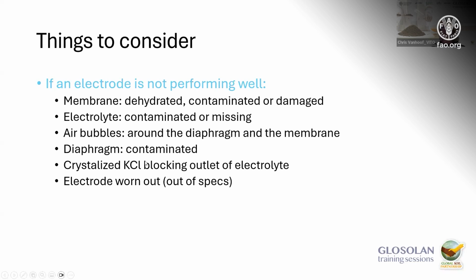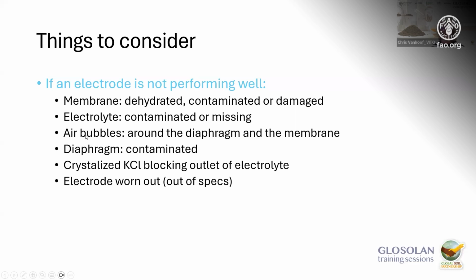Maybe some practical things that you have to consider when doing a measurement, and when you see errors, where are they coming from? An electrode is not performing well, with these proposals that we can already define. If your membrane, the glass membrane, is dehydrated, contaminated or damaged, you cannot perform a proper pH measurement. If your electrolyte is contaminated or missing, or there is not enough electrolyte available, that can cause an error.